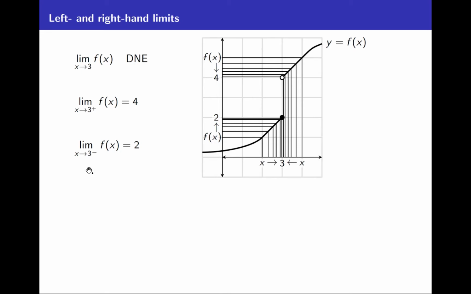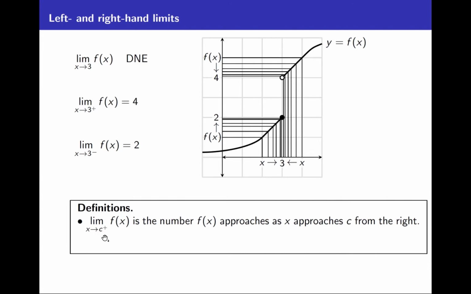Similarly, we're going to define what's called a left-hand limit. Superscripting the 3 with a negative means that we are restricting x to approach 3 from the left. And we read this as the limit as x approaches 3 from the left of f of x. And that value is 2, as you can see here. As x goes to 3 from the left, f of x approaches 2. So these are called right-hand limits and left-hand limits.